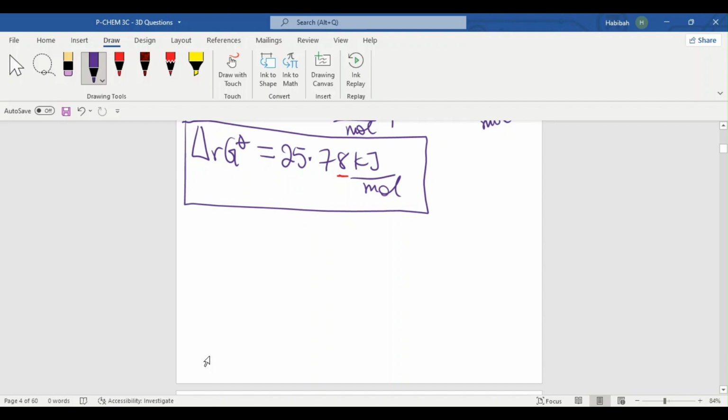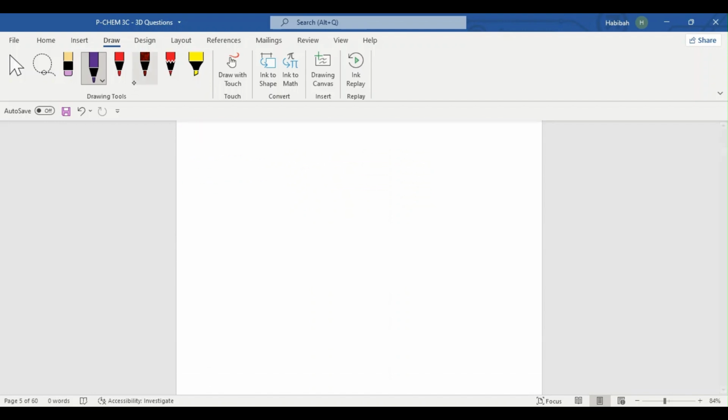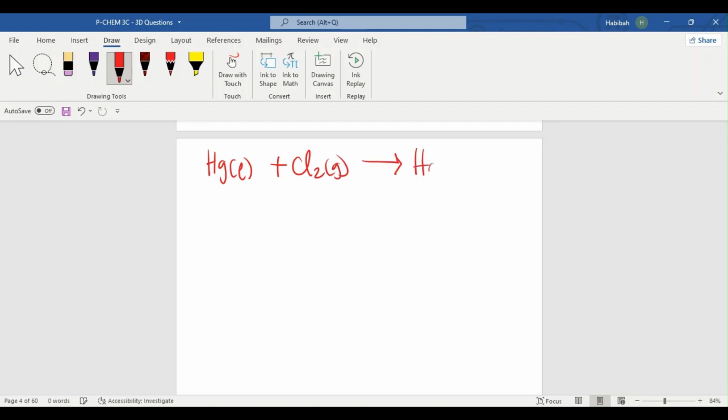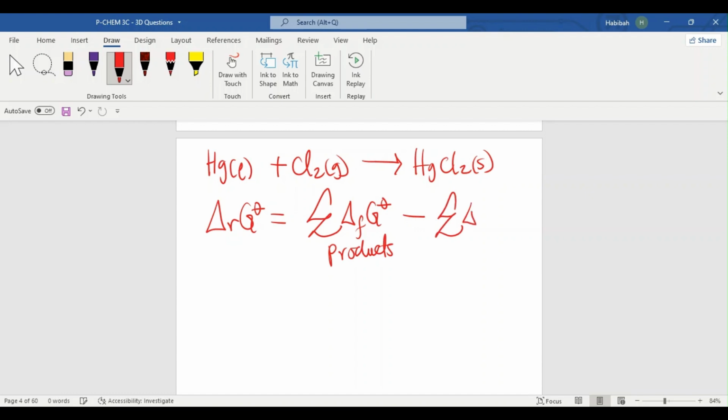Now the third question, let me just do it on the last page. We have the equation Hg mercury, so Hg liquid, plus Cl2 gas, and we have HgCl2 solid. Let's not forget, same old information. We know that the standard Gibbs energy of reaction, the formula is the summation of the Gibbs energy of formation for all of the products minus the summation of the Gibbs energy of formation for all of the reactants. So that's basically how it's done.